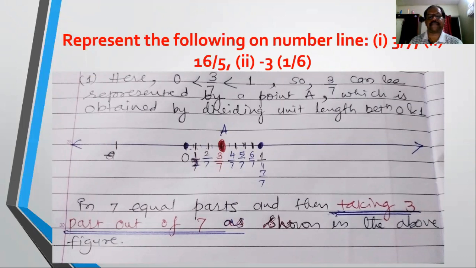As 3 by 7 lies between 0 and 1, we divide the unit length from 0 to 1 into 7 equal parts, and the third point among those 7 parts will give us the required rational number 3 by 7.